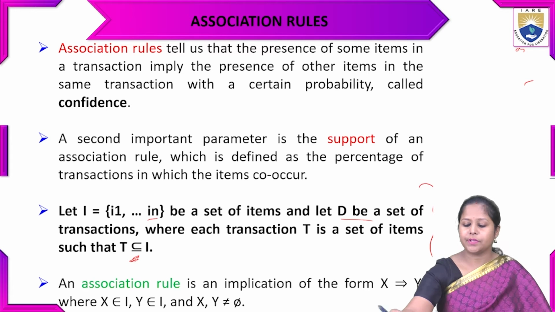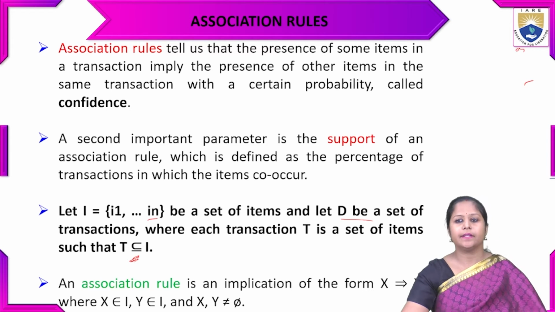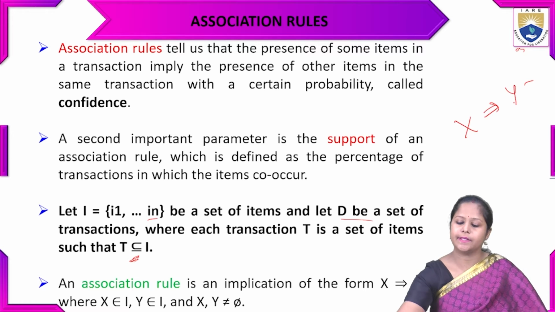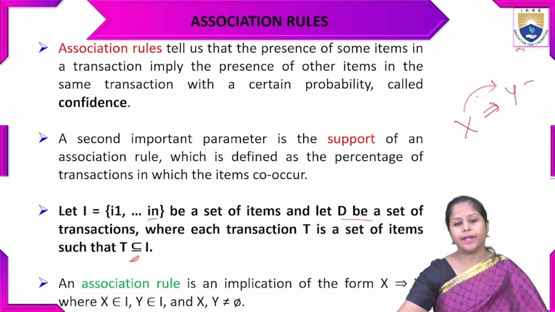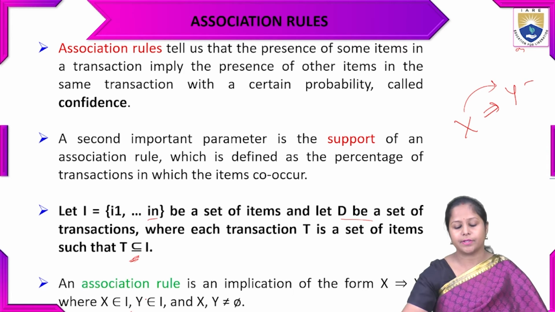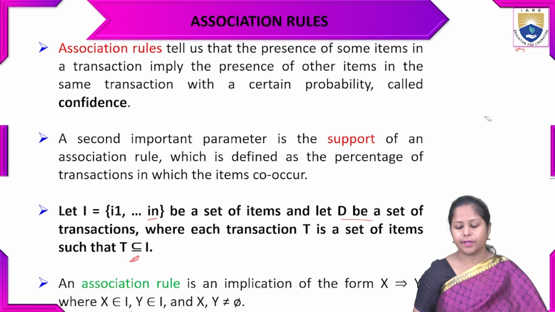So the association rule is one implication, X implies Y, where X is a subset of I and Y is a subset of I, and X and Y are not null, so there will be some number of items in each. So that is the rule written over there.